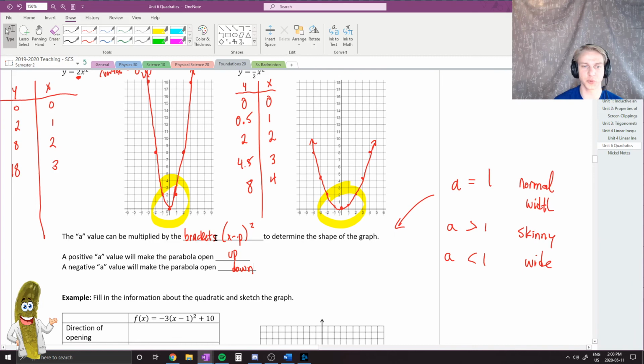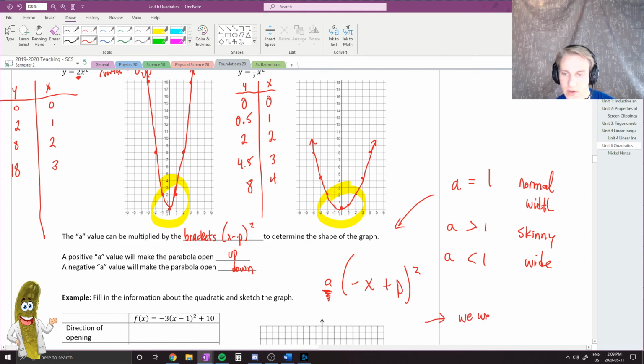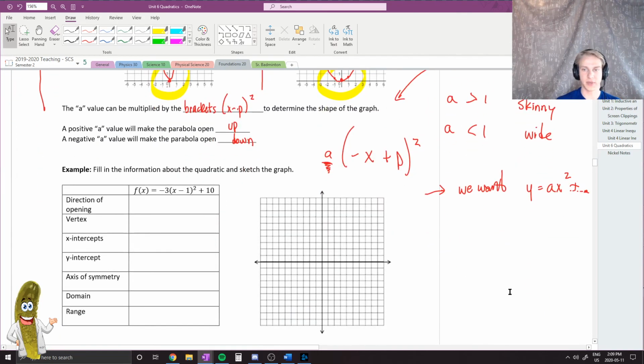But the reason that you want to multiply a by these brackets is, well, what happens if all of a sudden in our brackets we have negative x plus p squared? I can't arbitrarily tell whether this a value, this ax squared, will be positive or negative. Ideally, we want the form of our graph to be y is equal to ax squared and then a bunch of stuff after that. It doesn't really matter what follows, but we want to be able to see this a value for what it truly is. Basically, we want to unmask the a value and find out the real identity of Spider-Man.